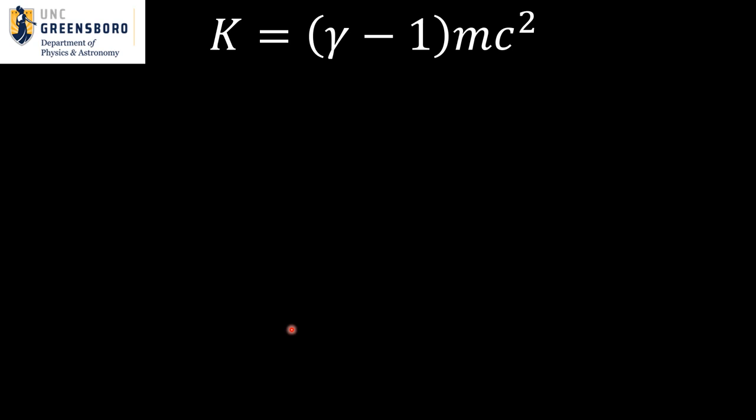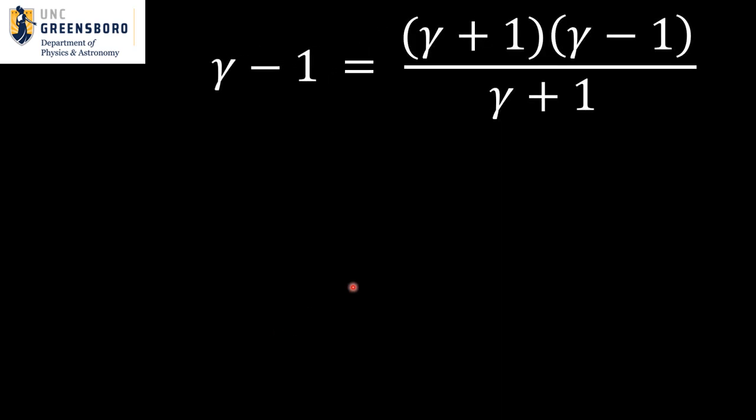Now I want to go through and derive that alternate expression, that equivalent expression for the relativistic kinetic energy. So we'll go back and start here with our original equation for relativistic kinetic energy, but we're just going to focus on gamma minus 1. Specifically here, we're going to multiply both the top and bottom by gamma plus 1.